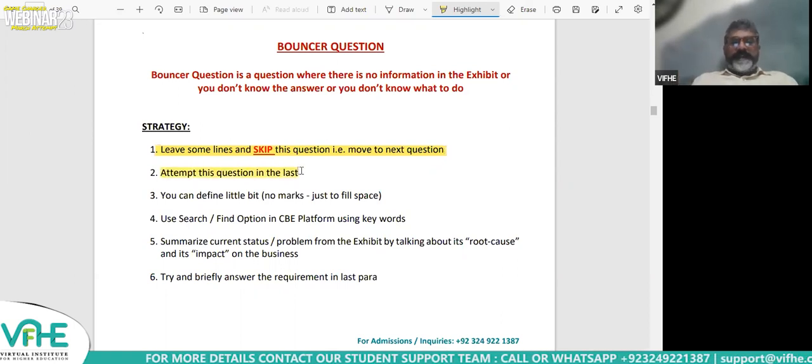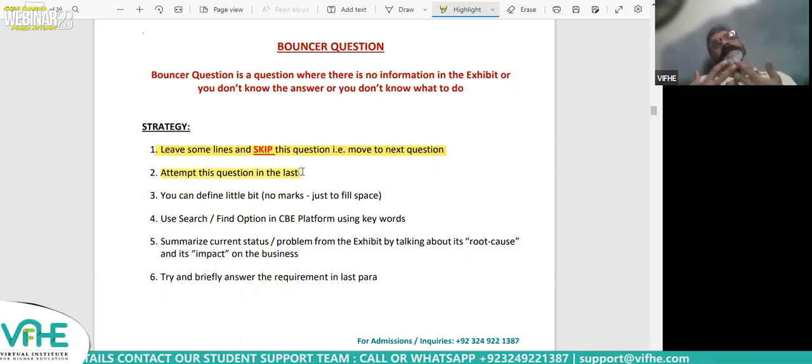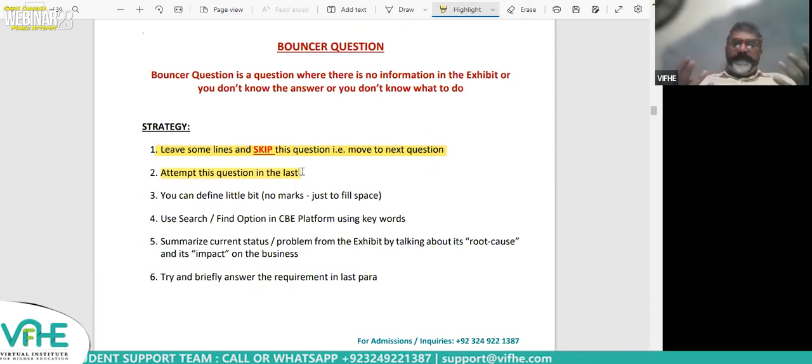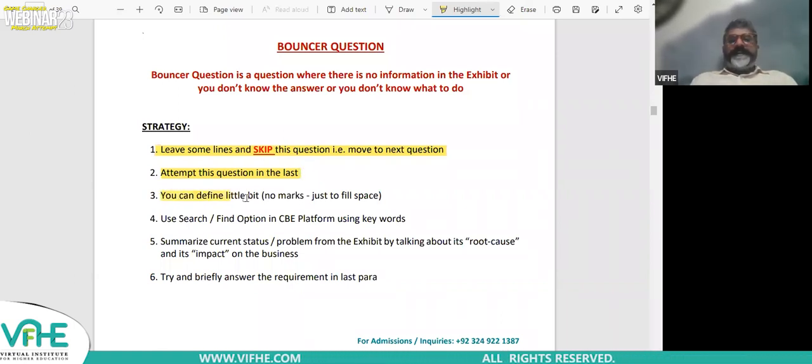Attempt this question last, and when you are left with 10 minutes, 15 minutes, whatsoever, then you can play around with this question. When you have completed all the other questions and still have 10, 15 minutes, then at that time you can flirt with this question. What you can do is define a little bit. For example, if it's a question on big data, you might define big data, the 3 V's.